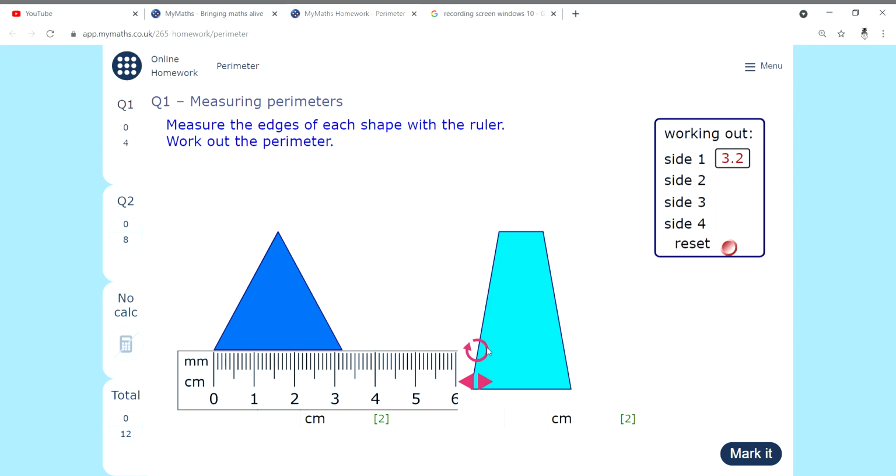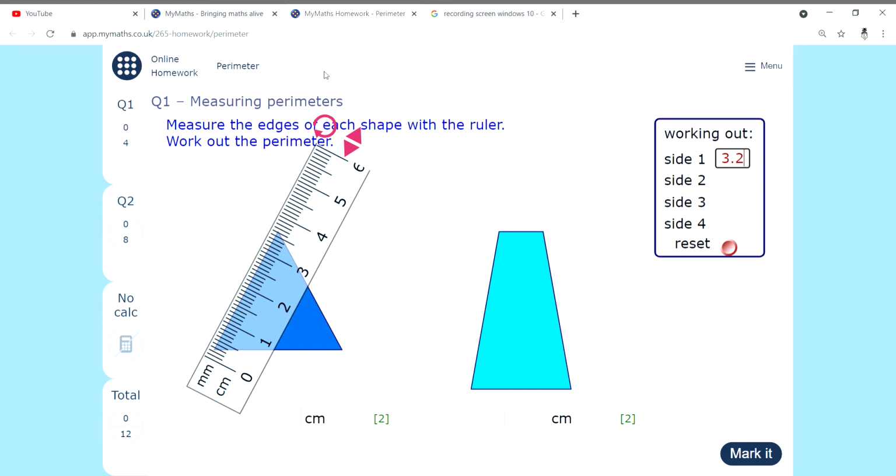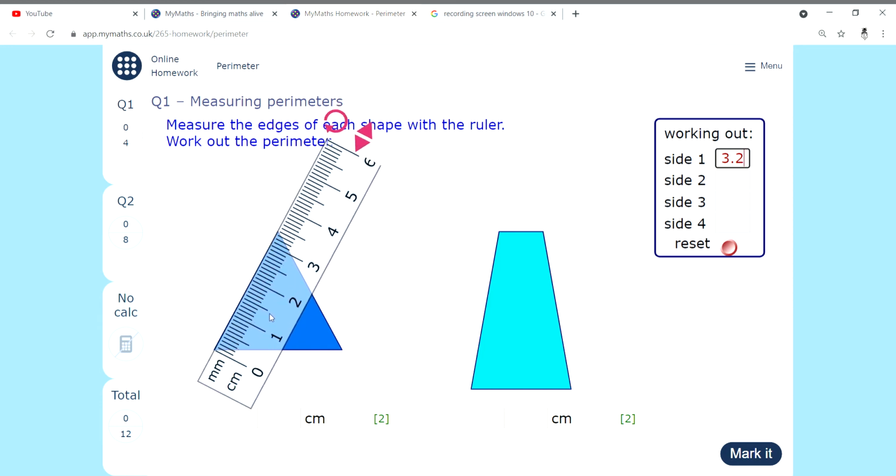Next thing I'm going to do is rotate it. To do that, I just grab all of this bit and spin it round. When I rotate it, I'm going to make it parallel to the side, and then pick it up and move it so that the 0 is at the start of the line. So it goes 1, 2, 3, 3.1, 2, 3, 4. I'm going to say that's 3.4.